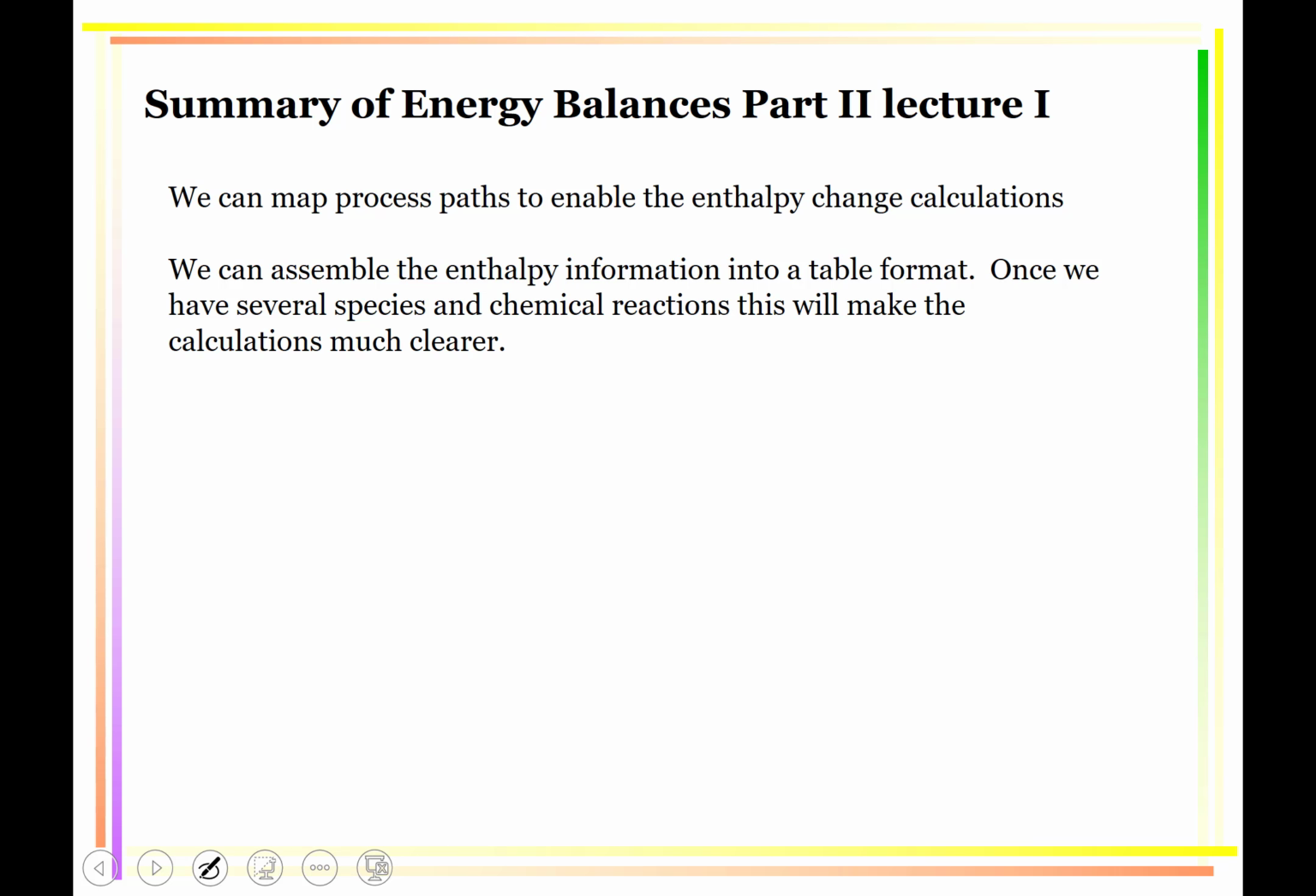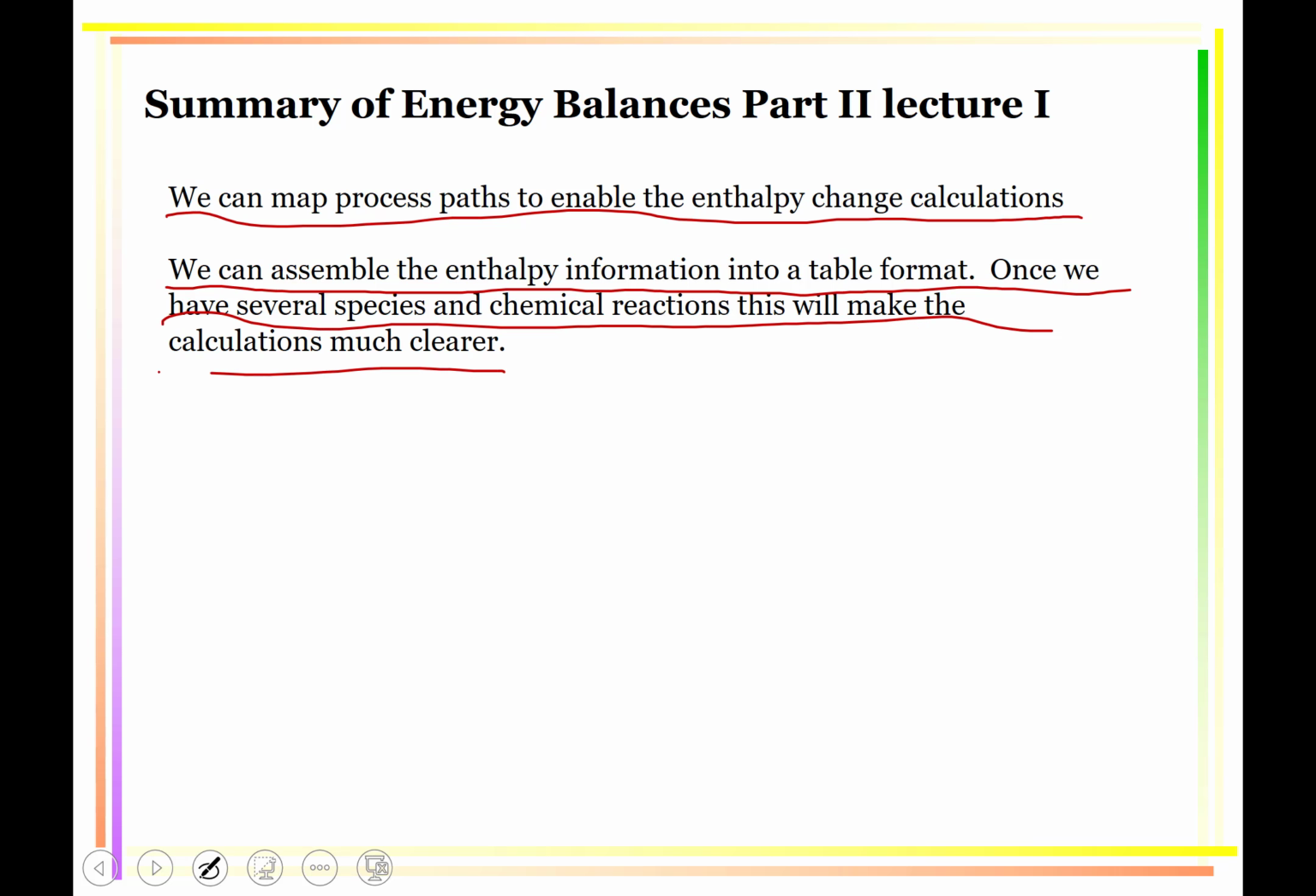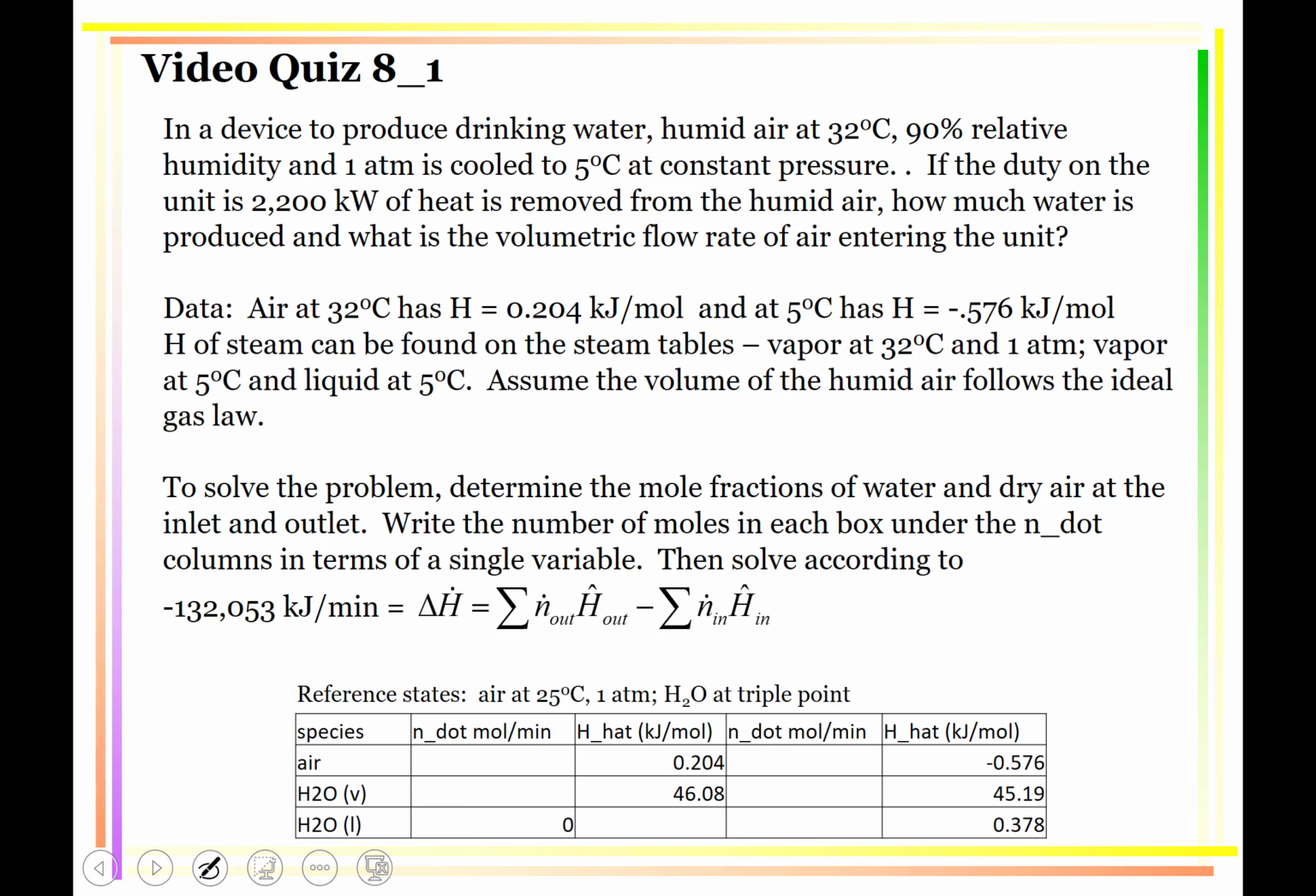So what we've seen in this section is that we can map process paths to enable the calculations, and we should assemble the enthalpy information into a table format. This is going to be very helpful, especially once we start having chemical reactions. So here is your video quiz, and I'm giving you a lot of information to help you do this calculation.